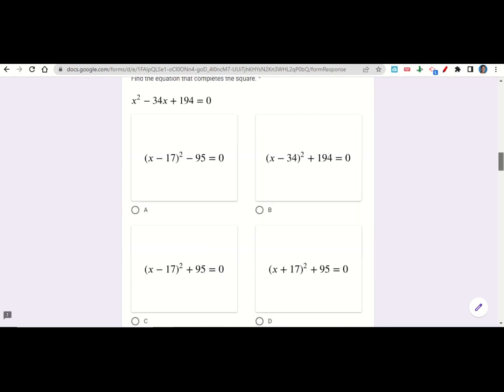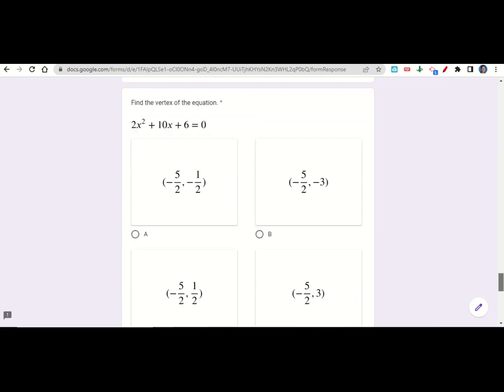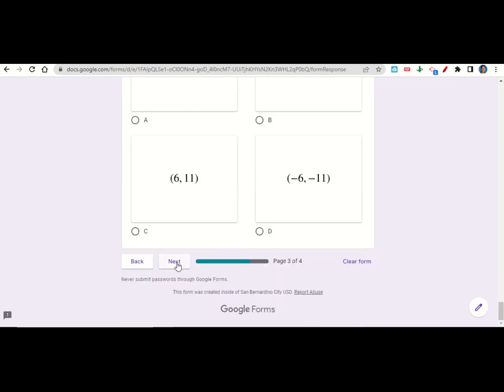And then we'll continue to answer all of these questions until we get to the end. Once you get to the end, go ahead and click Next. This will take you to your Before You Go. Go ahead and fill out your Before You Go and then submit your work on Google Classroom.